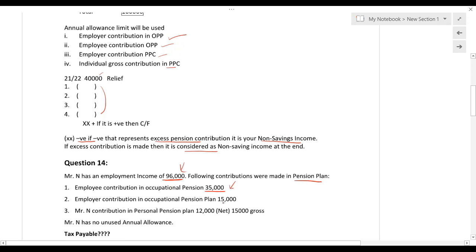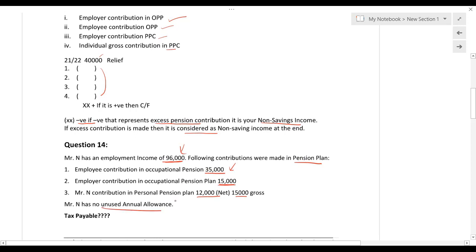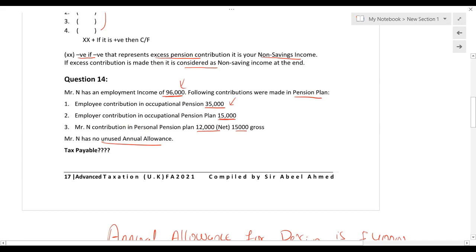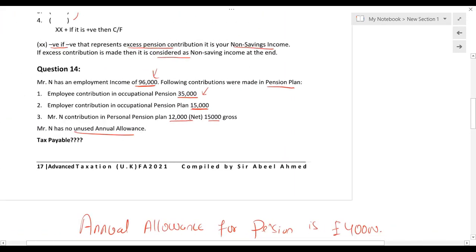Employer contribution in occupational pension plan is 15,000. Whatever the employer contributes for the employee is an exempt benefit for the employee. Mr. N contributed in a personal pension plan 12,000 net, gross is 15,000, and has no unused annual allowance. Previously, he does not have any unused annual allowance, which means that only in the current year 40,000 is available. So let's solve this question.